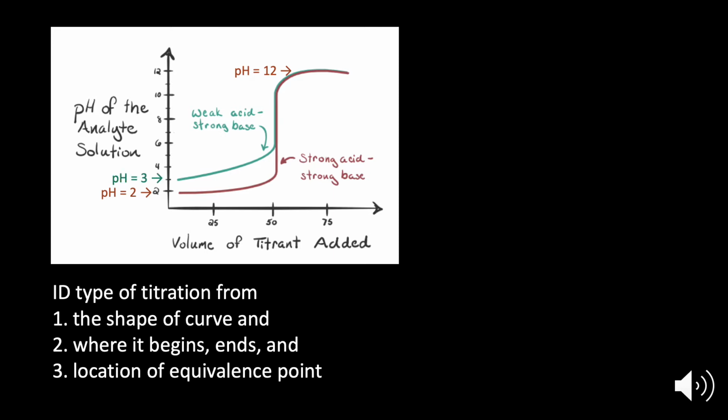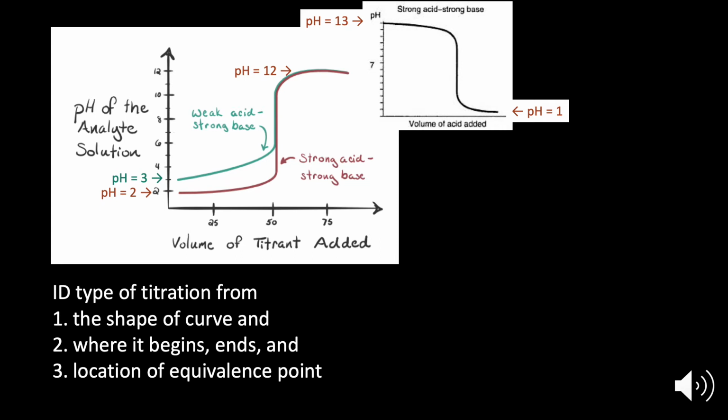If the pH begins at a level greater than 2 but less than 7, the analyte is a weak acid. If the pH ends at a level less than 12 but greater than 7, the titrant is a weak base.